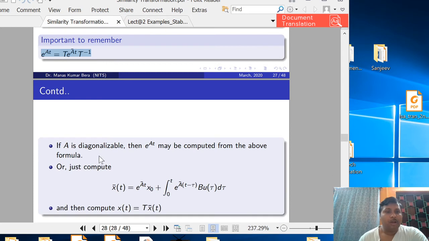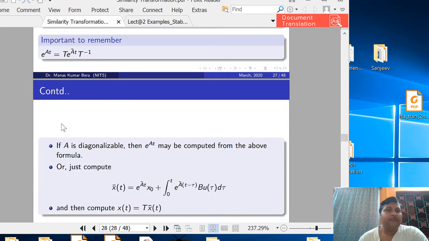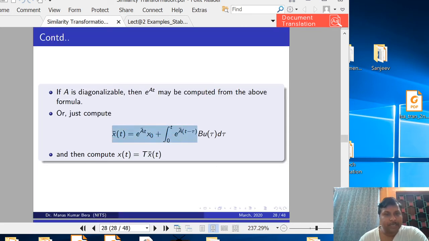Once you have calculated e to the power At by this method, you can calculate the state x(t) also. Or if you calculated x bar t by the diagonalization approach, then x(t) you calculate by the relation T into x bar t. These are all in the transform domain, and you have to get back to the original domain by this relation.